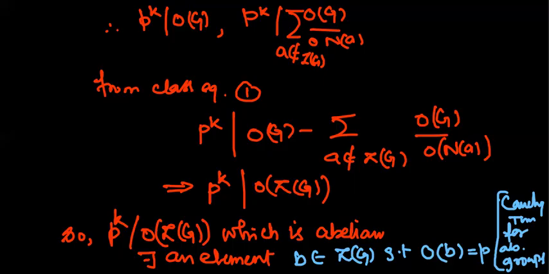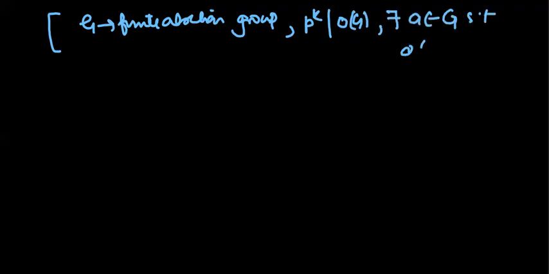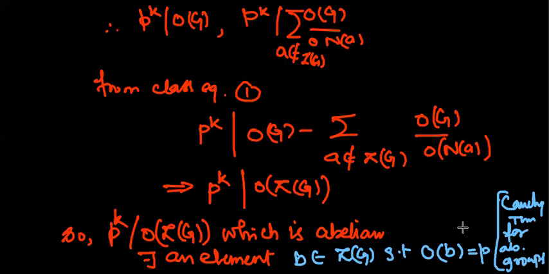So Cauchy's theorem's statement is this: if G is a finite abelian group and p divides order of G, then there exists a belongs to G such that order of a is equal to p. This is the theorem, Cauchy's theorem. So Cauchy's theorem for abelian groups. So we have used this. So we have got an element whose order is p.